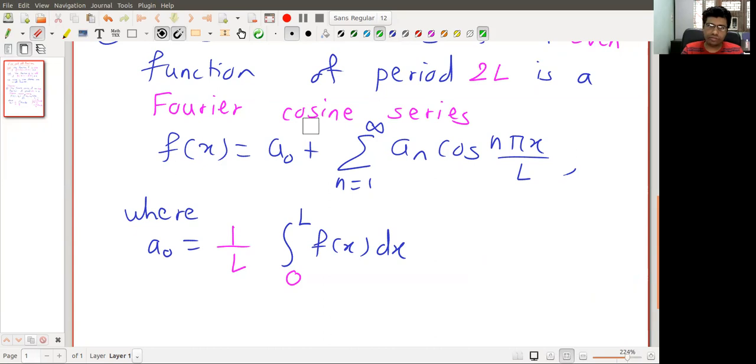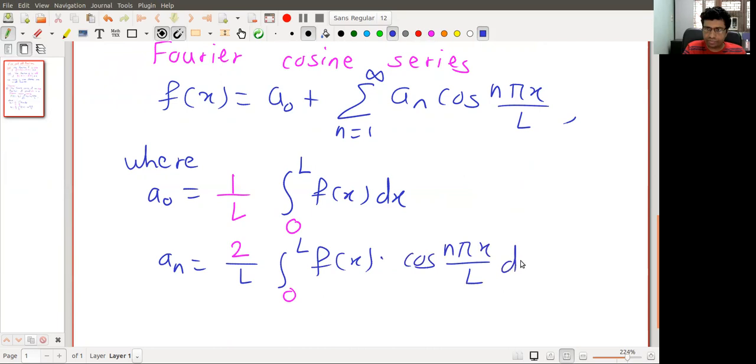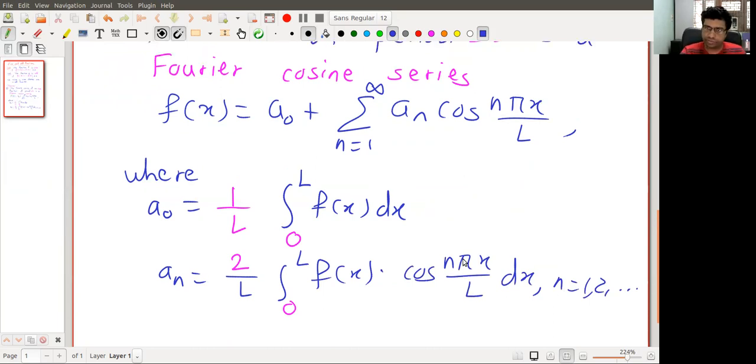Same thing happens for an. An is, earlier it was 1 upon L, now it is 2 upon L. So 2 upon L, integral again from 0 to L, f of x cos of n pi x by L. Everything else is same. n is 1, 2, and so on. So this is for even function.